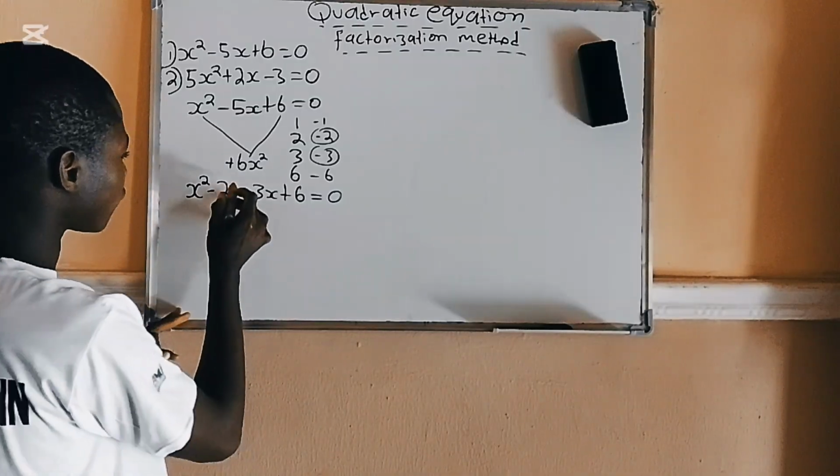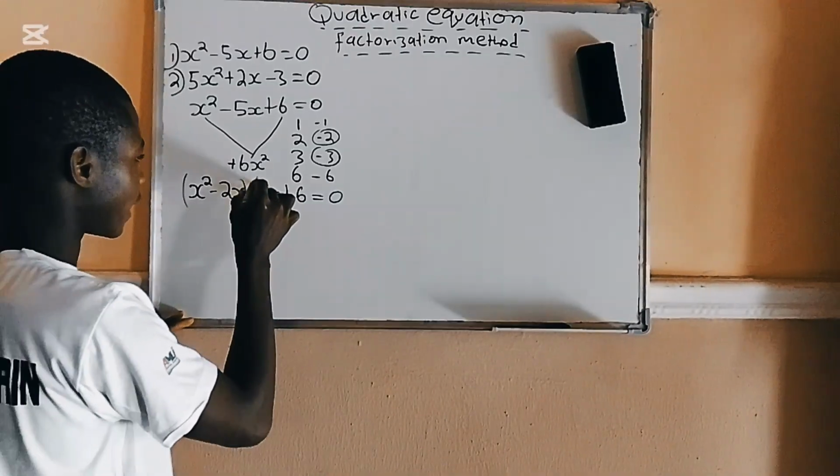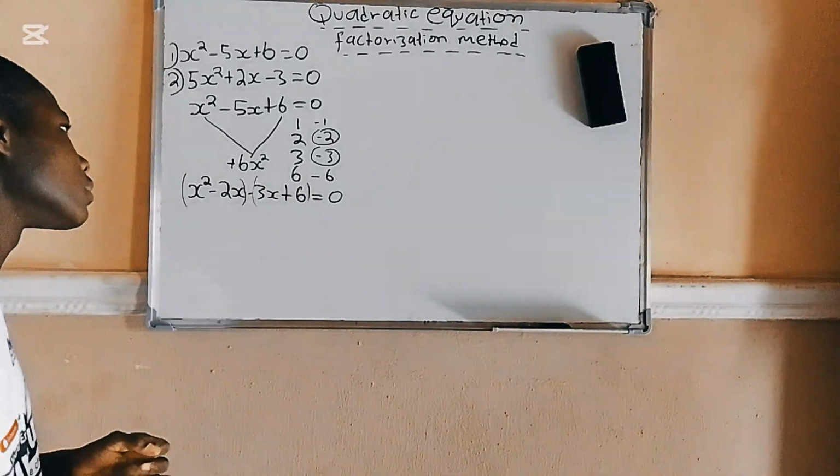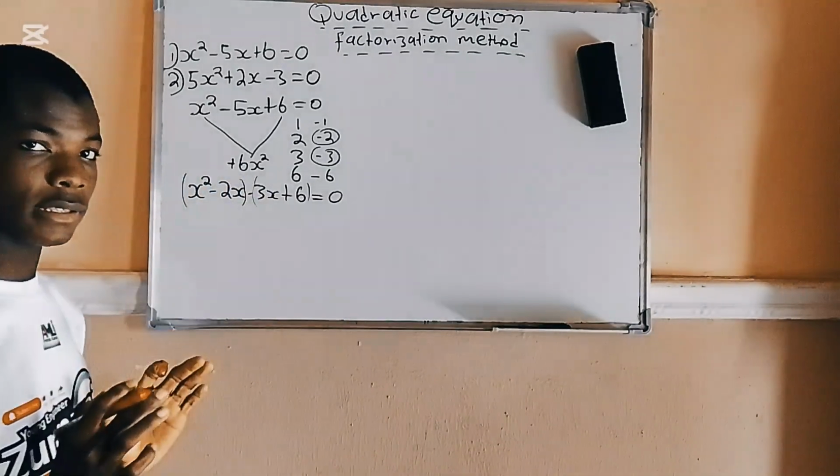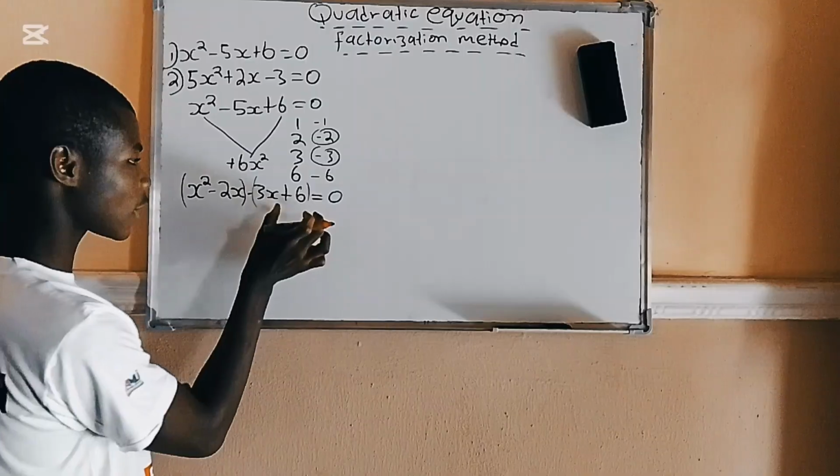So I have to do it like this. I have two brackets. To make it easy, you can do it like this. Therefore, you have to factorize this.